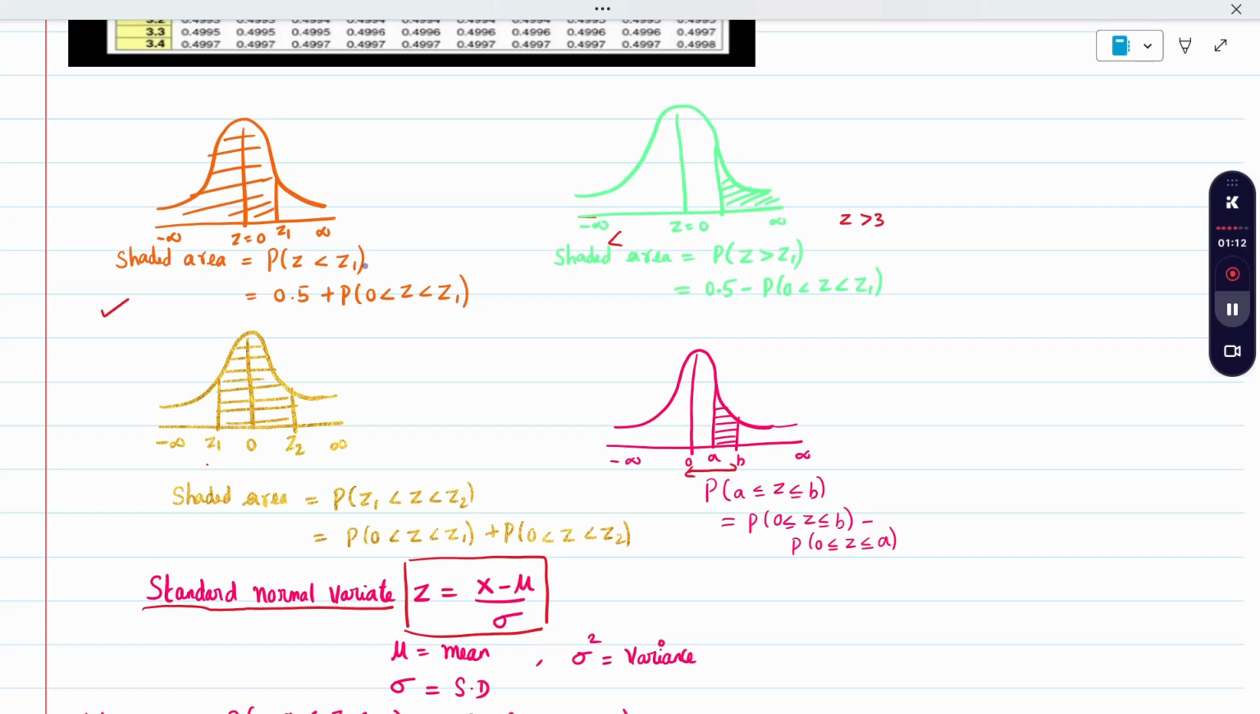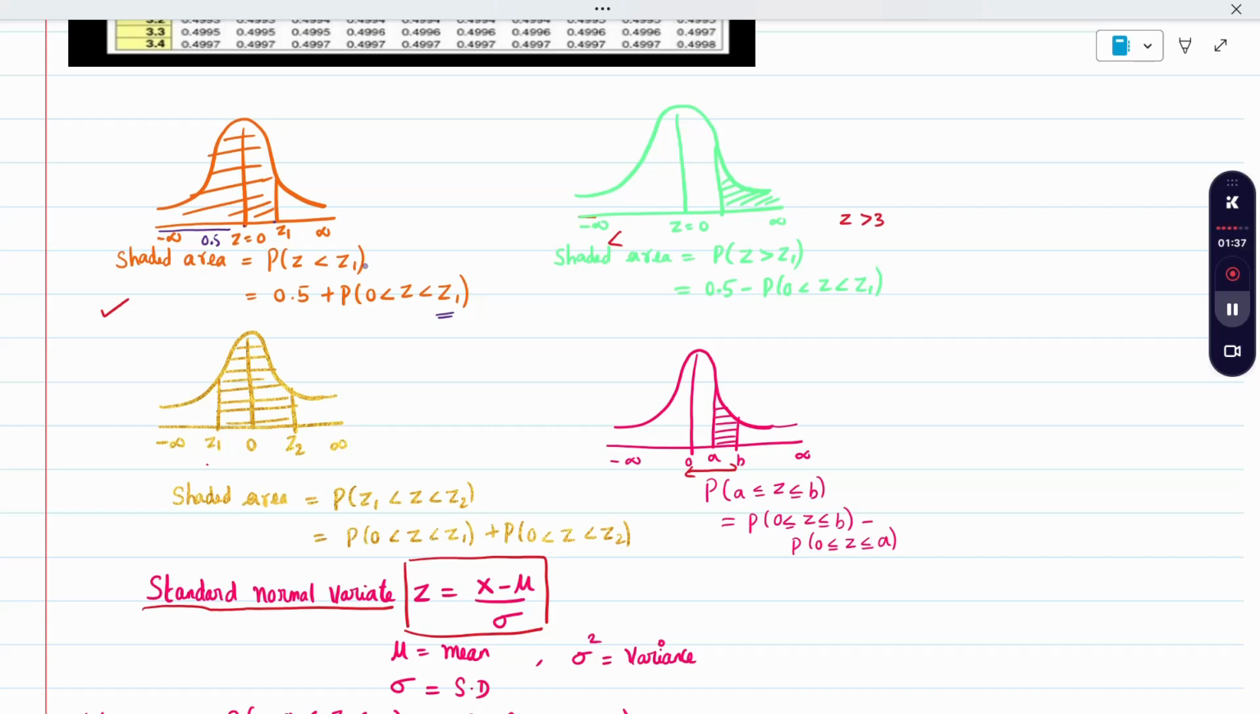How I have to use it: the half of the diagram is 0.5. So you have to write 0.5 plus the probability from 0 to Z1. For the corresponding Z1, the table value is available. You have to cross-check the table value and add both, and we will get the answer. This is the way we have to do it.